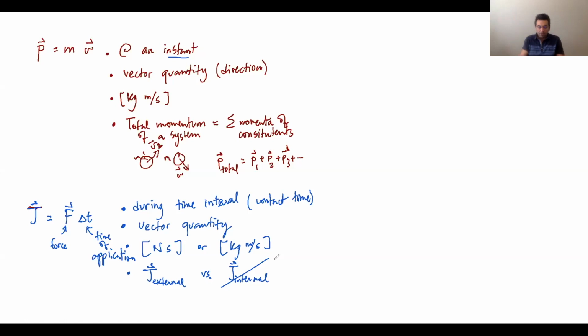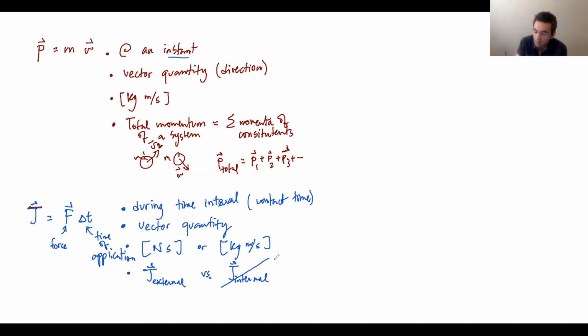So to make the definition really robust, an internal force is a force from one part of the system on another part of the system. An external force is from an outside environment on one part of the system.